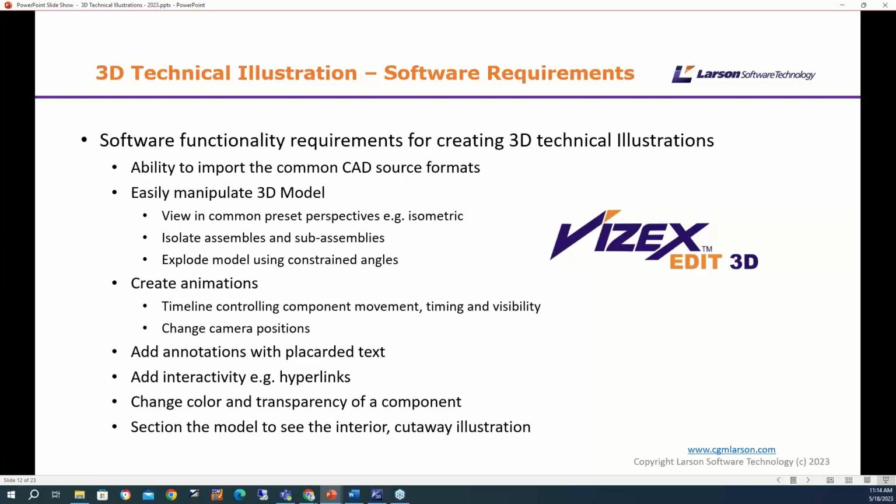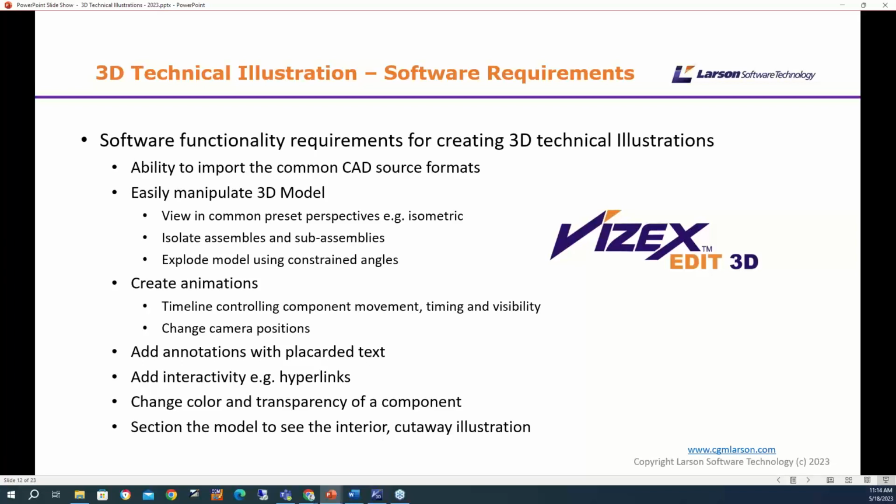So 3D technical illustration really has some software requirements that need to be taken care of for it to be effective. So the ability to import those source formats like IGES and STEP, very easily manipulate those, so we don't need to go into any kind of CAD world where there's a lot of extraneous tools that we don't really need. So we want to make it as easy as possible to get the view that we need as quickly as possible. The ability to create animations and put steps into those animations if you're going to link to procedures. Add annotations still.